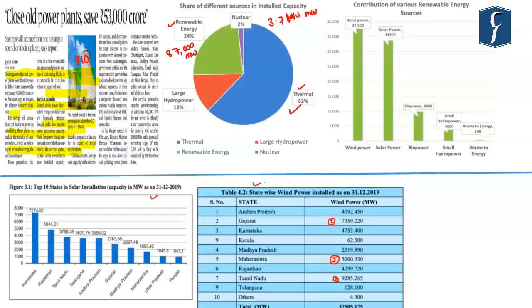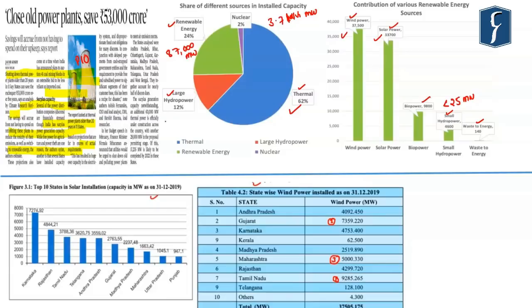Now when we say renewable energy here, it corresponds to wind power, solar power, biopower, small hydropower and waste to energy projects. The small hydropower projects are basically those power projects whose installed capacity is below 25 megawatt. So if a hydropower has an installed capacity of greater than 25 megawatt, then such a hydropower is considered a large hydropower project. So if you look at the contribution of the various renewable energy sources, please do note that the share of wind power is much higher than the share of solar power, and this is followed by biopower.